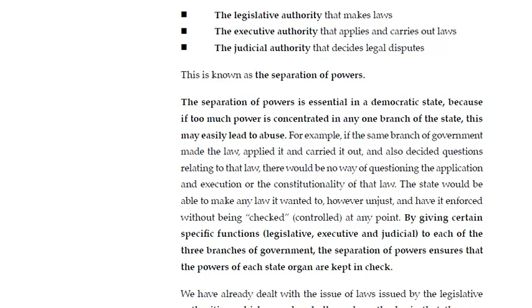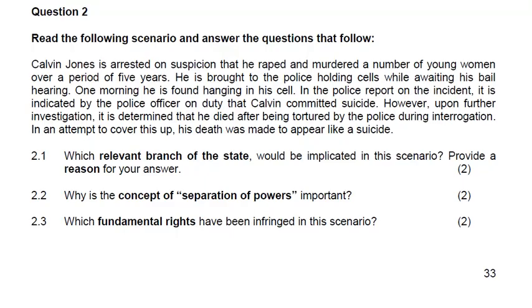Okay, this is on page 166 of our study guide. The answer to 2.1 is executive authority that applies and carries out the law. I am saying this because executive authority is law enforcement. Law enforcement, it is the police. So remember that in our scenario, let me just go to the scenario. It is stated there that Calvin Jones was in police holding cells, which means that he was in police custody. And maybe, guys, you know what? It's okay, we're going to do it on 2.2. It's fine.